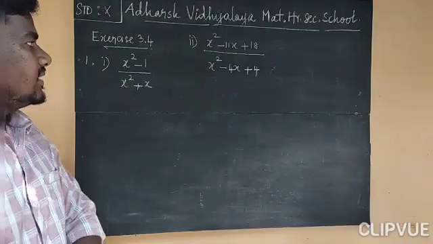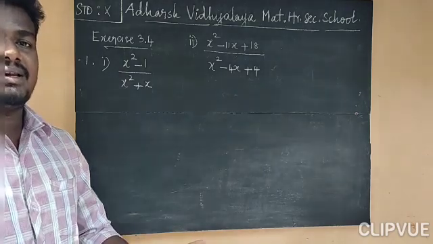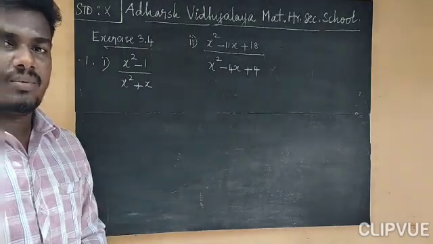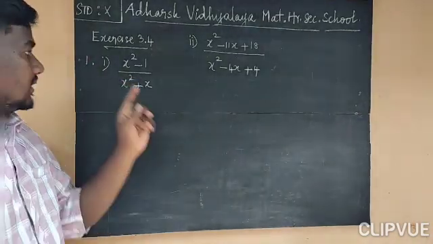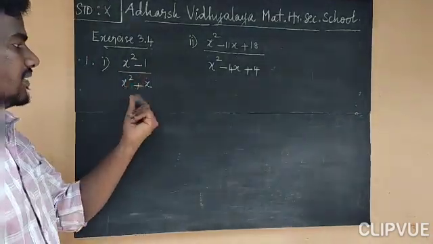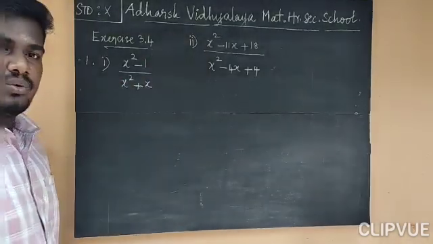Next, exercise 3.4, first question. The question is, reduce to its lowest form or simplest form the rational expression. This is the question. So first question, first subdivision. The question is x square minus 1 divided by x square plus x. So this is p of x and this is q of x, you know very well.